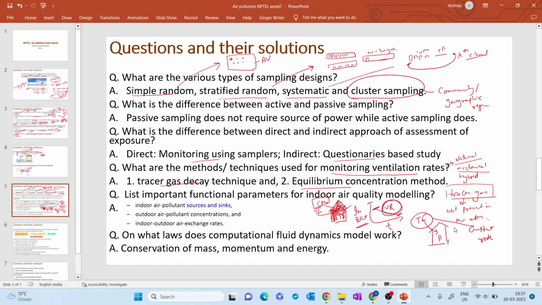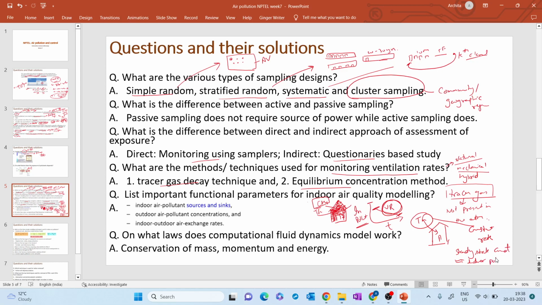And since you are filling it at a constant rate, you wait until it reaches a steady state condition. Steady state condition is when the concentration of tracer gas is almost equivalent to the concentration of indoor pollutant. So that is what they want: that we input the tracer gas into a system or into a room, at a constant rate, until it reaches steady state concentration.